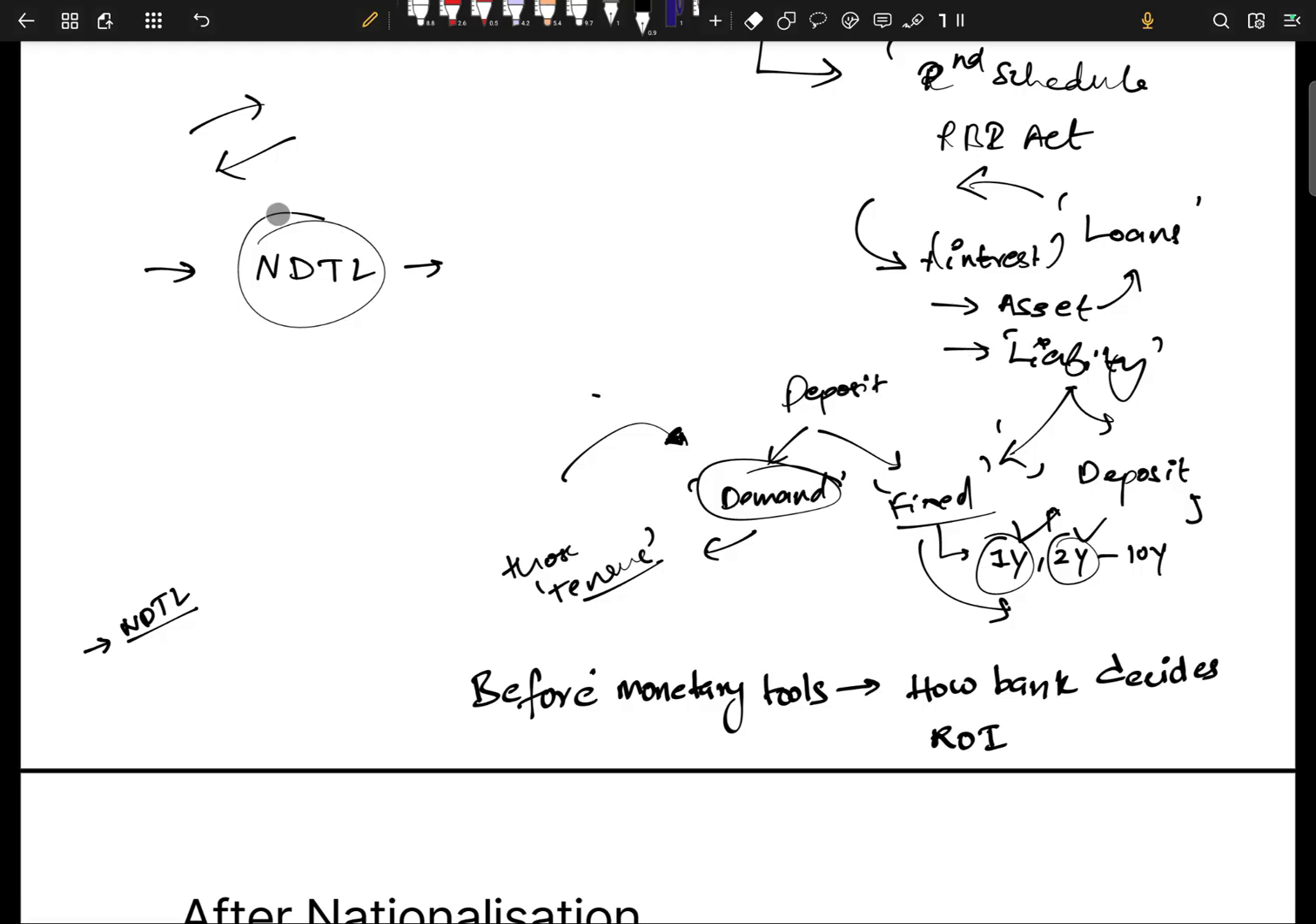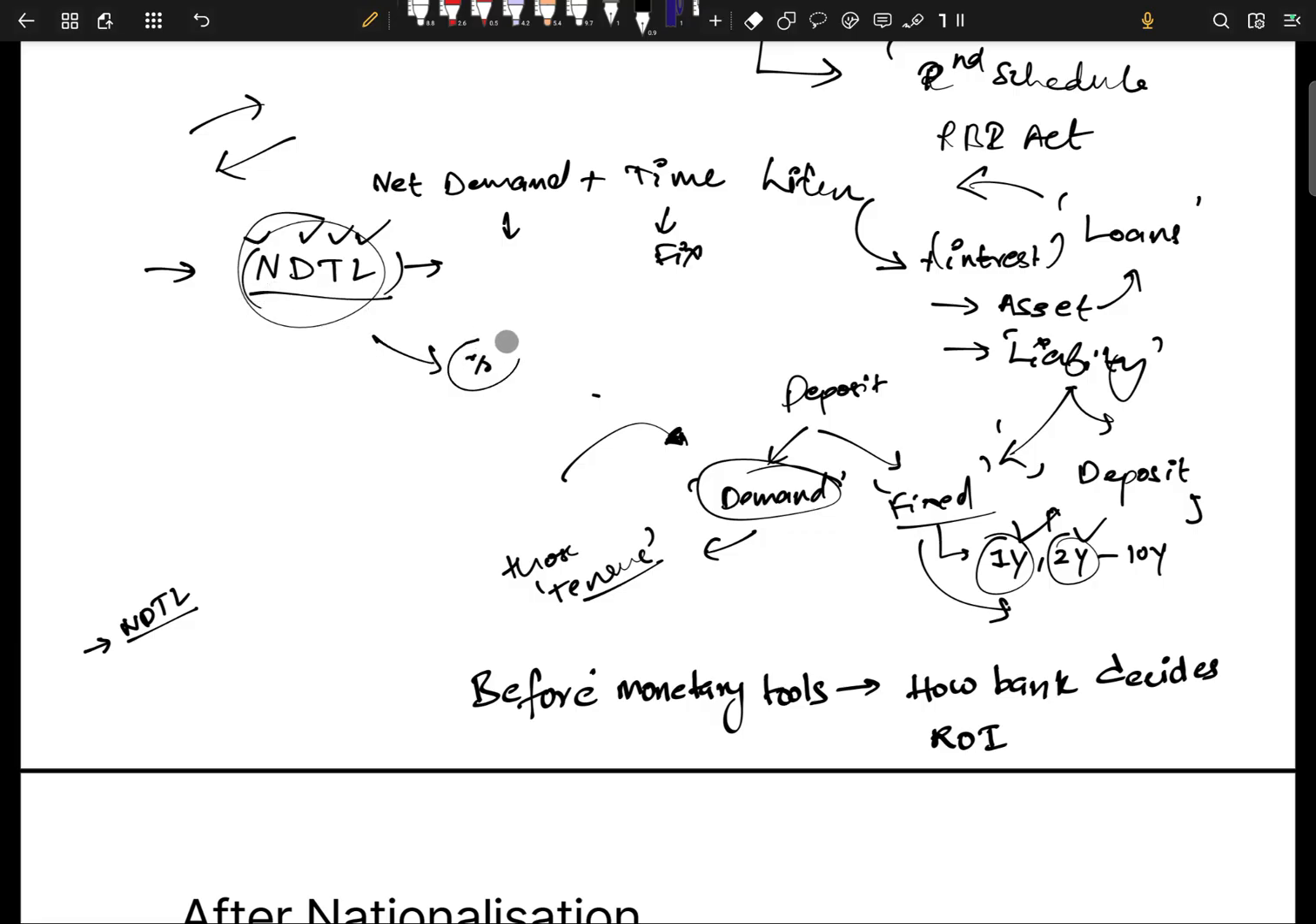So, what is NDTL? NDTL is nothing but net demand, that is normal demand deposits, plus time deposits, that is fixed deposits, which are liabilities. So, net demand and time liabilities, that is nothing but NDTL. We will be using this term frequently in this chapter, so just remember what NDTL is: net demand and time liabilities.